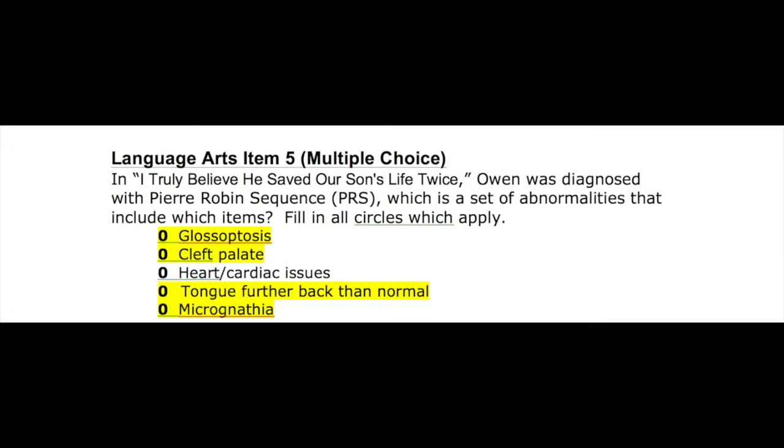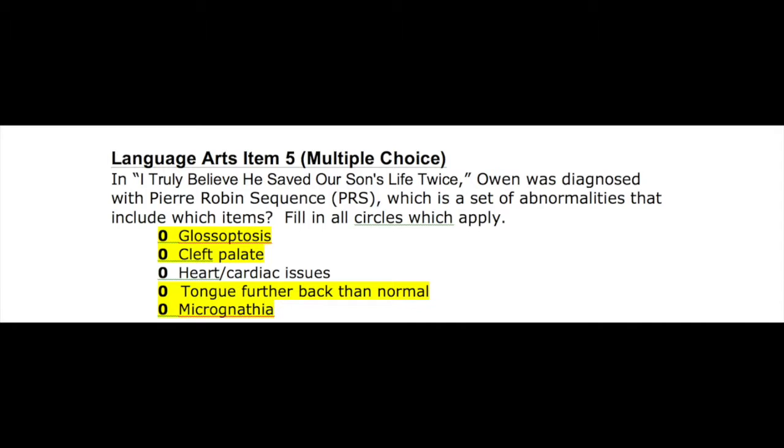Good morning. This morning, Friday, we're going to be working on the second article, "I truly believe he saved our son's life twice." And we're going to be looking over the multiple choice question, item number 5, and then the first constructed response question. Our question asks us, in "I truly believe he saved our son's life twice," Owen was diagnosed with Pierre-Robin sequence, PRS, which is a set of abnormalities that include which items.